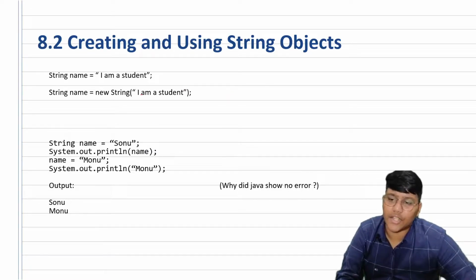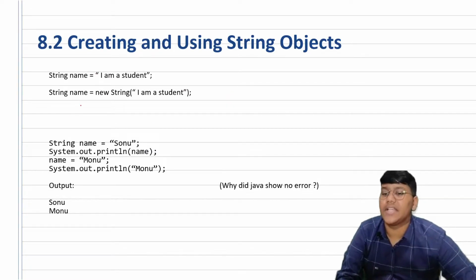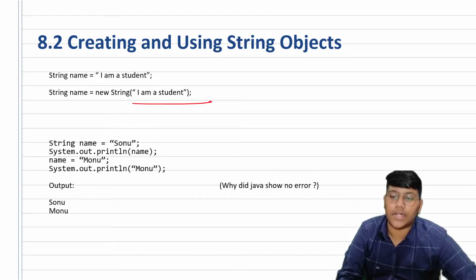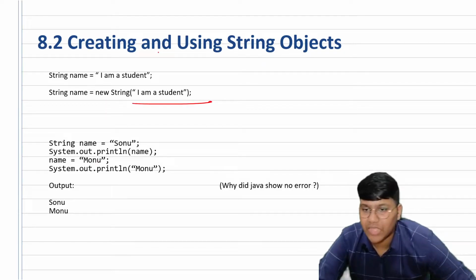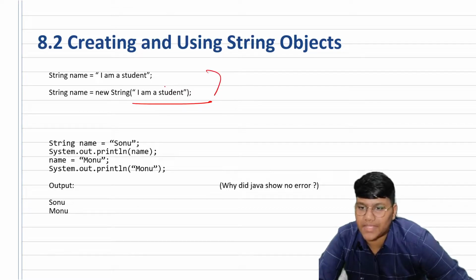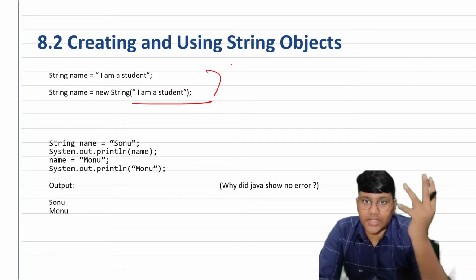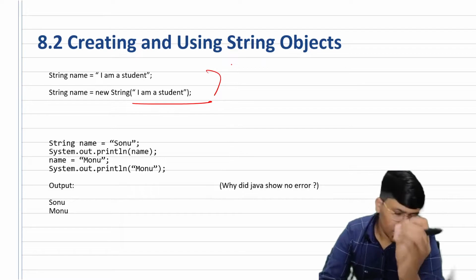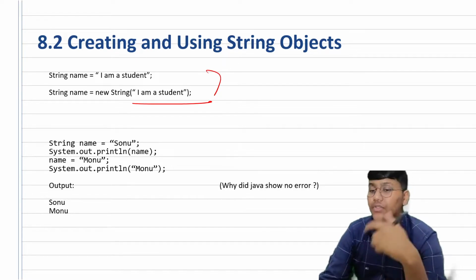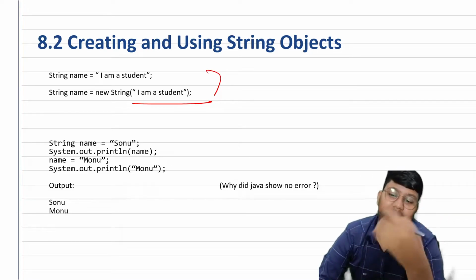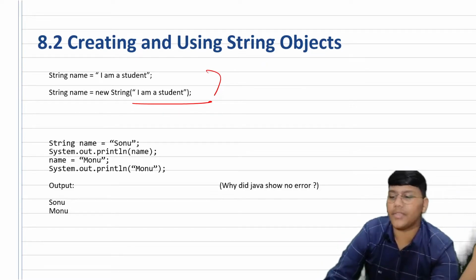Creating and using string objects. String name = "I am a student"; String name = new String("I am a student"); This is how we create objects. So string is basically a class, and then we are creating an object of it. String name = "I am a student" is equivalent to String name = new String("I am a student").